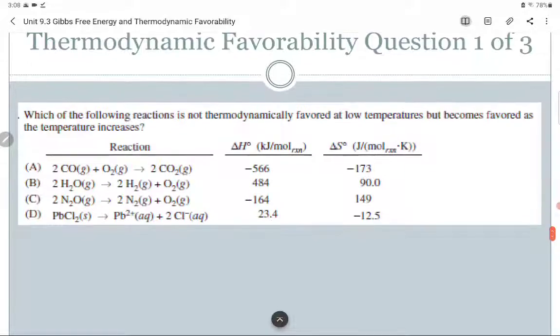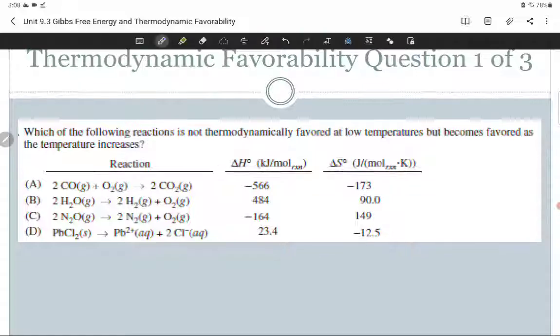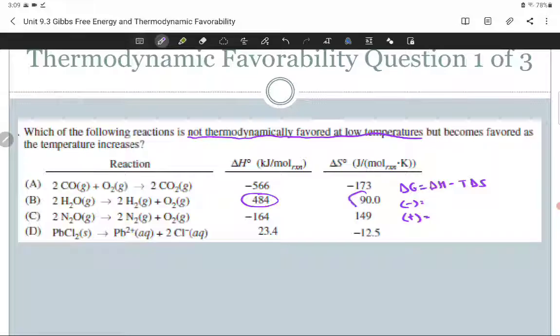Let's look at a couple of multiple choice questions. Which of the following reactions is not thermodynamically favored at low temperatures, but becomes favored at high temperatures? So we still have our delta G equals delta H minus T delta S. So we want an answer that's sometimes negative and sometimes positive. You can do process of elimination, you can do a lot of different things. I'm going to use the signs.